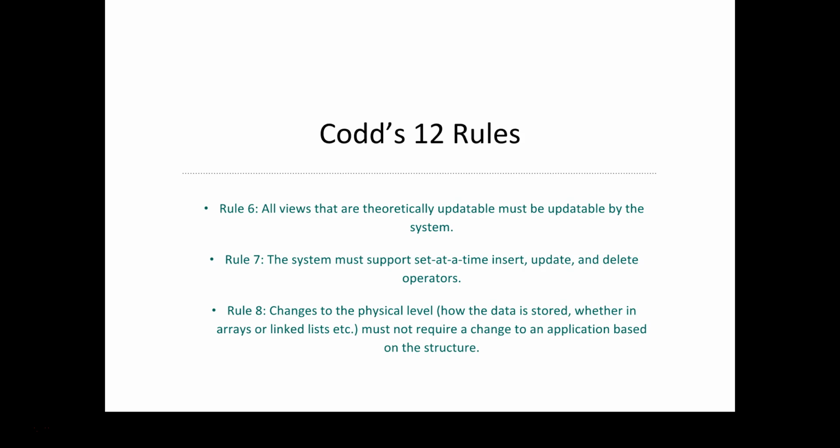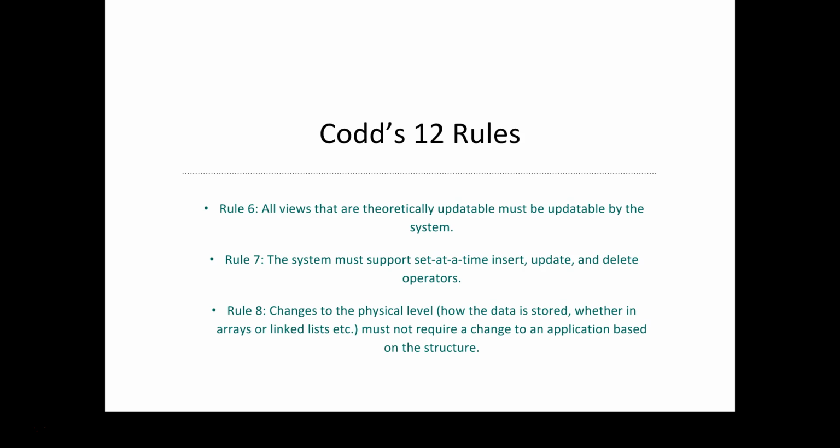Rule 6, which says all views that are theoretically updatable must be updatable by the system, which means if a view is derived from only one table, and if I issue an update statement to that view, it should update the underlying table. If the view is getting the data from multiple tables, then again it's not possible. While some systems are smart enough to implement that with some limitations, theoretically, if your view is derived from only one table, then obviously when you update the view, it should update the underlying data in the underlying table.